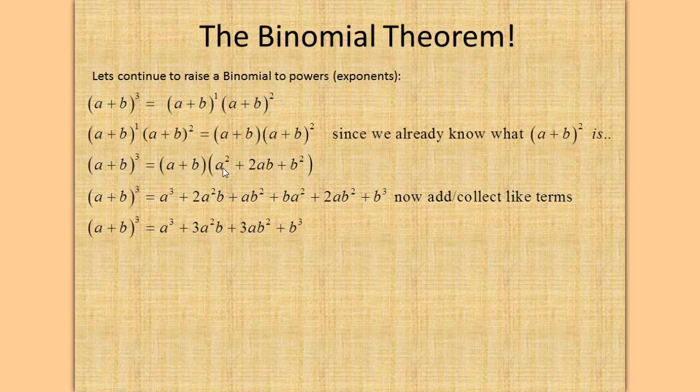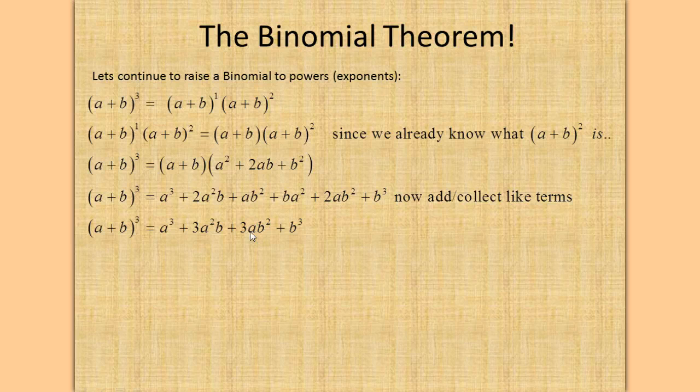So a times a squared is a cubed. a times 2ab is 2a squared b, because a times a is a squared. And a times b squared is ab squared. Now we go to the b. b times a squared is ba squared. b times 2ab is 2ab squared. And b times b squared is b cubed.